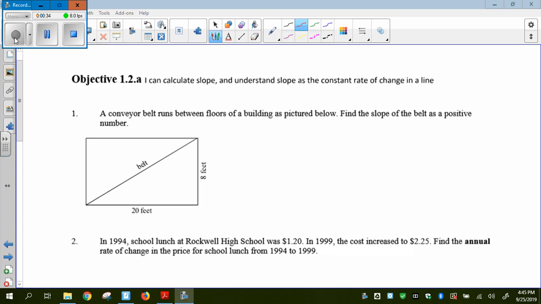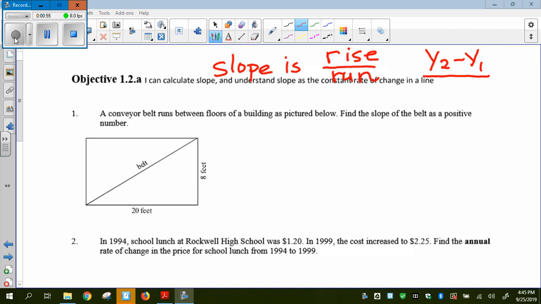We want to think about two things when we're finding slope. Slope is rise divided by run, or rise over run, the ratio of rise to run. And the other way that we've learned that we can find slope is finding the difference between the y values for the rise and the difference between the x values for the run. So that little formula there.